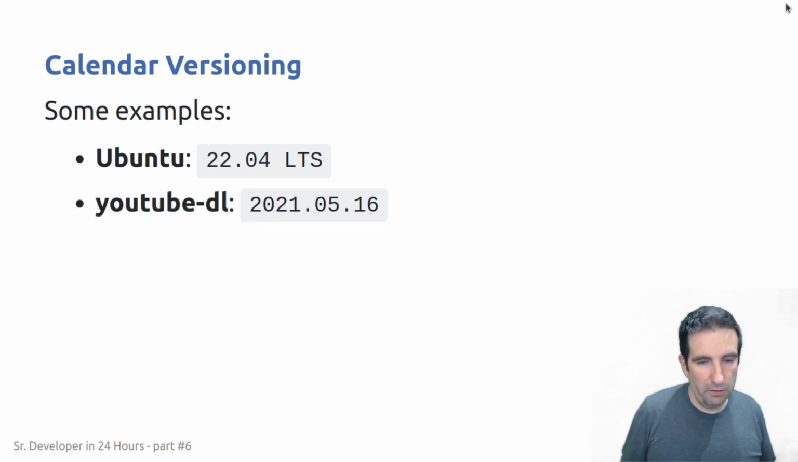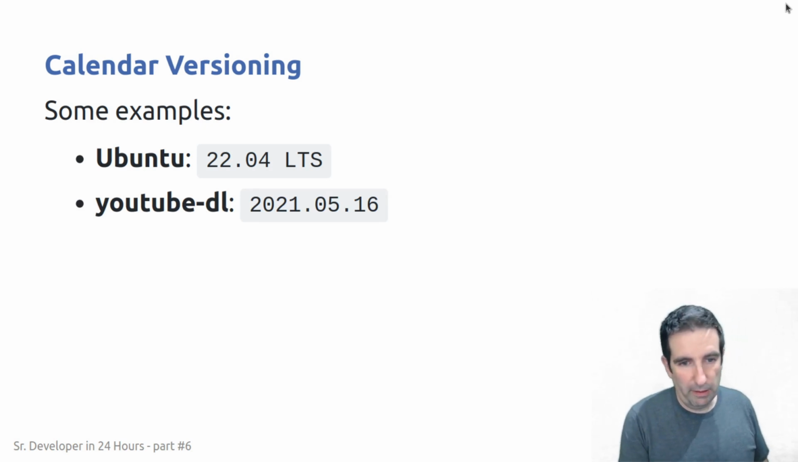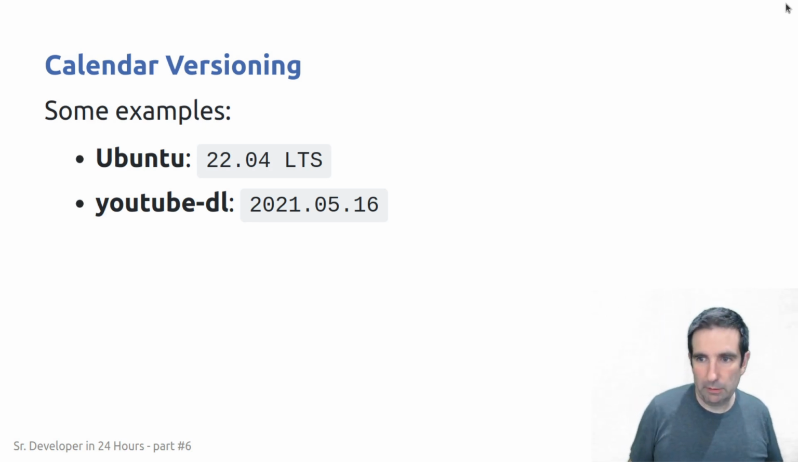If we look at YouTube DL, which is a very popular library, they use something like 2021.05.16. The first segment is the year, the second segment is the month, the third segment is the day in which this particular version was released. Very easy for a user to determine, hey, is the version that I'm running very old? Should I be upgrading? Very intuitive.